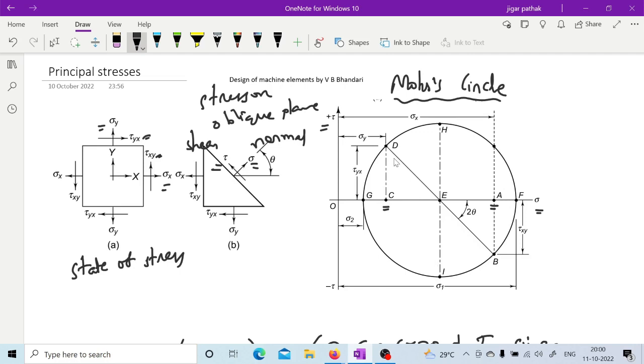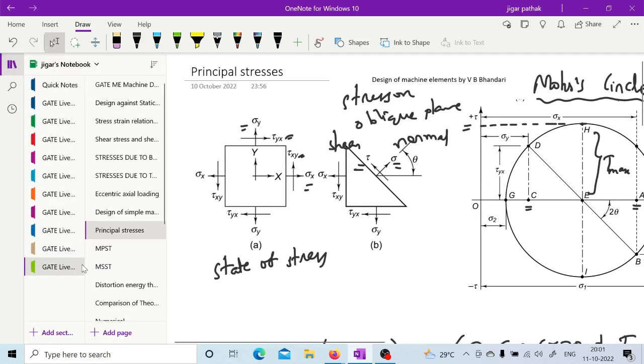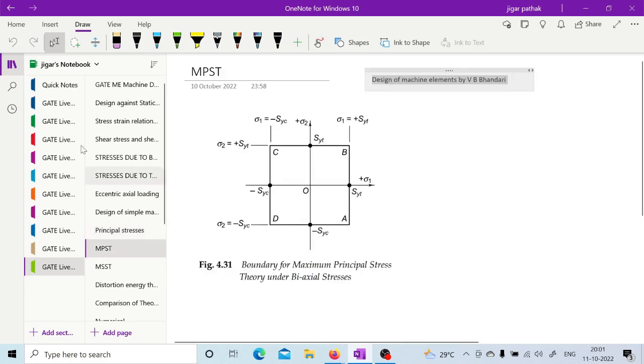Once you do that, you will have the maximum and minimum normal stress on that particular axis of normal stress, the sigma 1 and sigma 2. Similarly, you will have the maximum shear stress like this. This EH is your maximum shear stress. So like this you can have the construction of the Mohr circle. Once you are done with this, then we can go for the next topic.